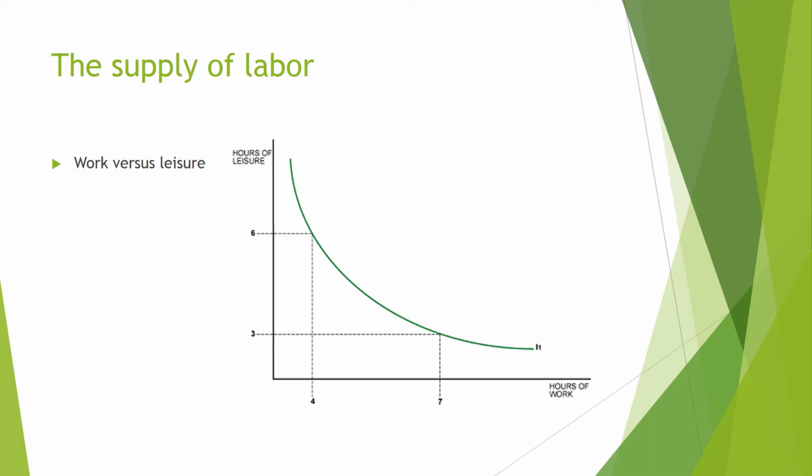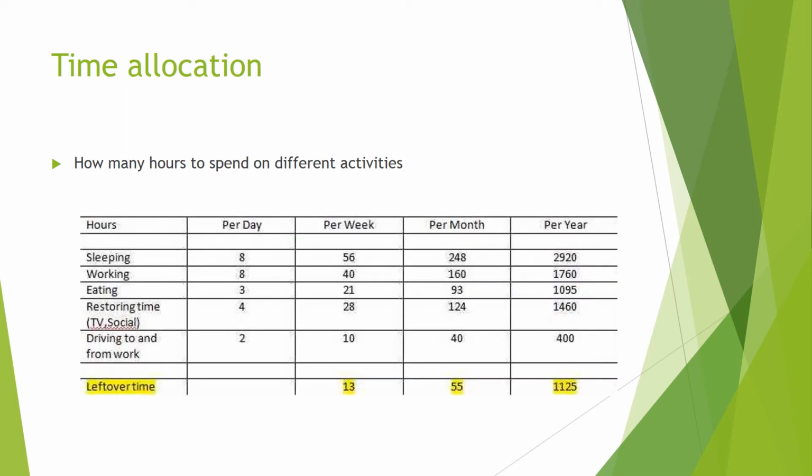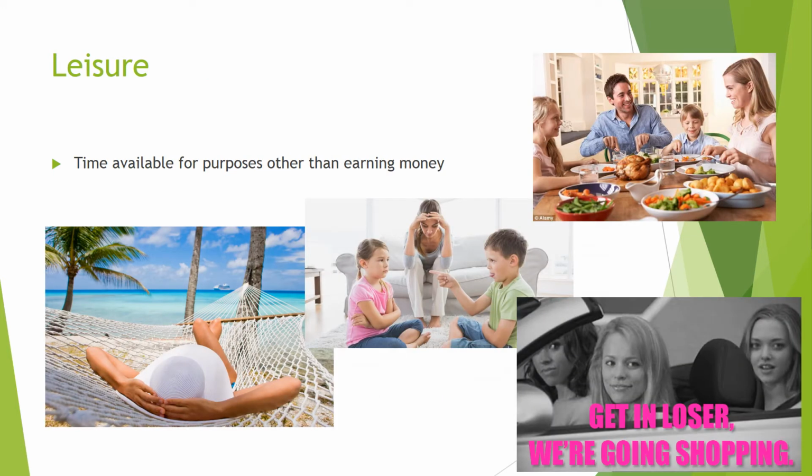So how do we decide work versus leisure? Well, first we have a term called time allocation. That's talking about how many hours we spend on different activities, this idea of how we allocate our time between various things, including work versus leisure.